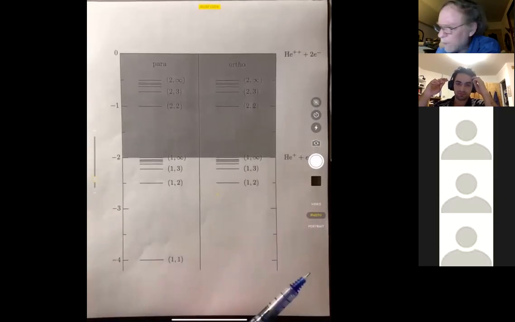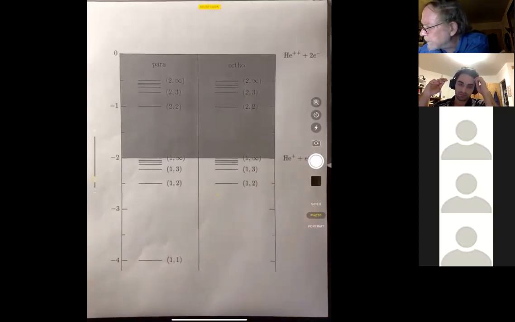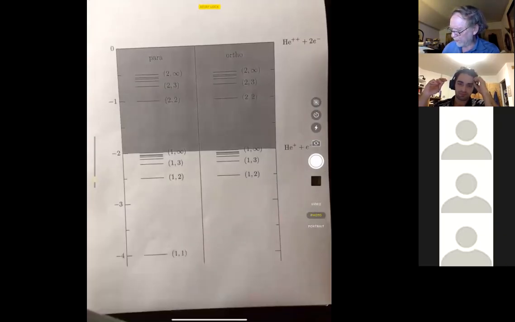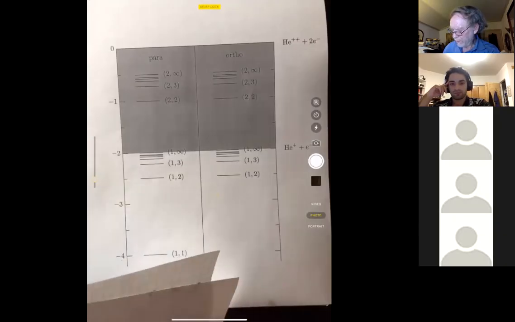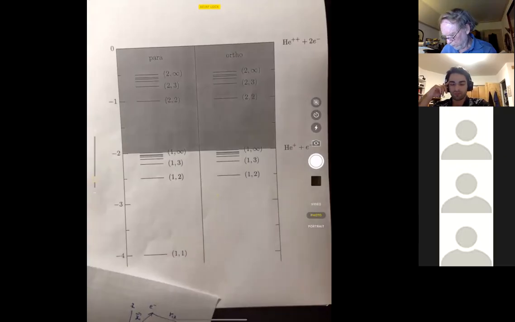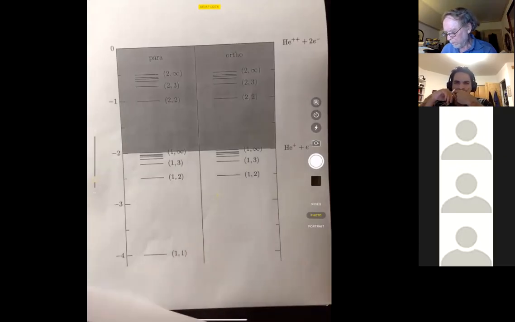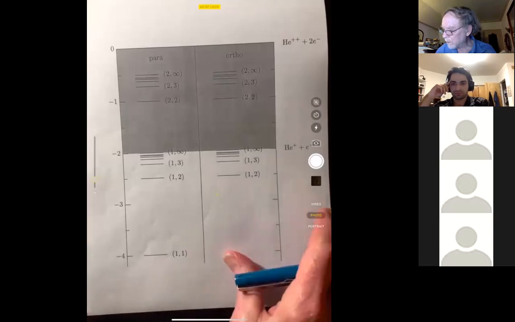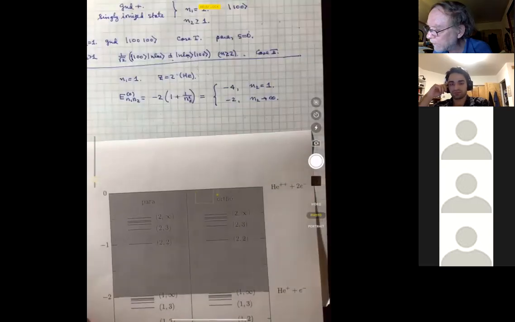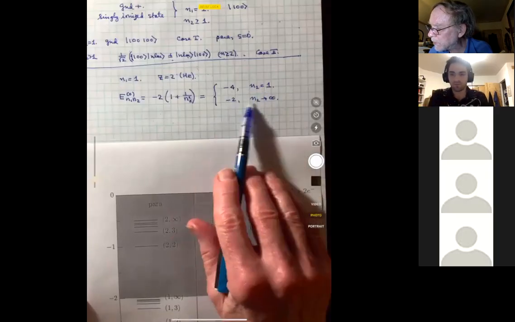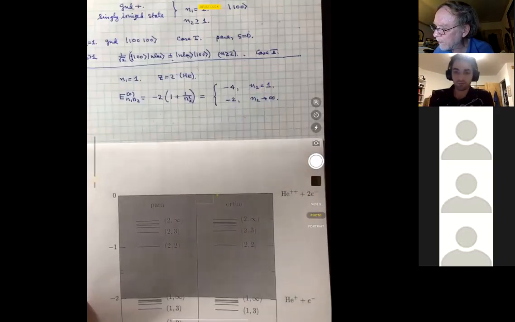And the energies that I just explained, let me see if I can go back to them here, find them again. Where did I explain them? I've lost it now. Oh, I see, it was on this piece of paper, that's why I've lost it. They range from minus 4 when N2 is 1 up to minus 2 as N2 goes to infinity.